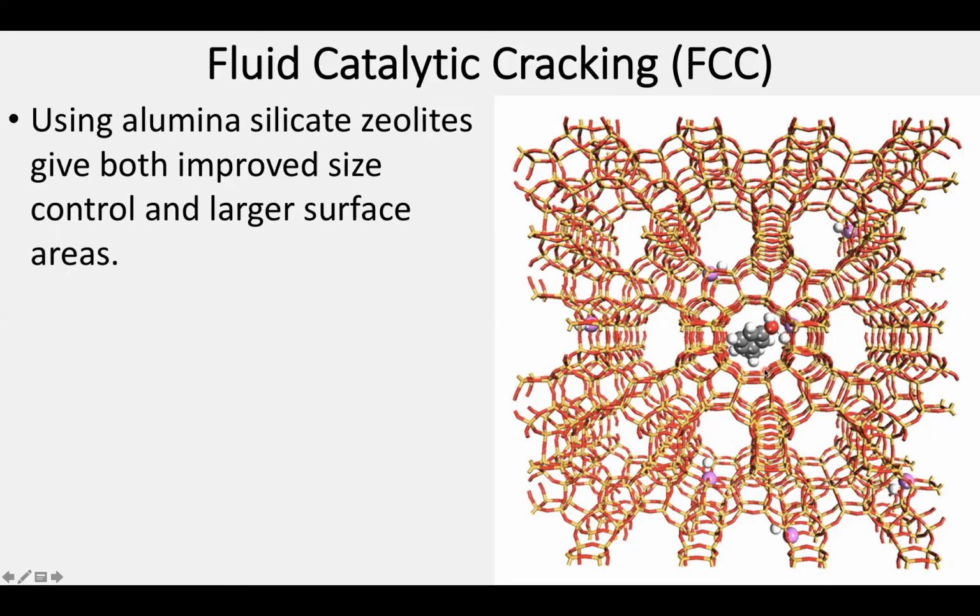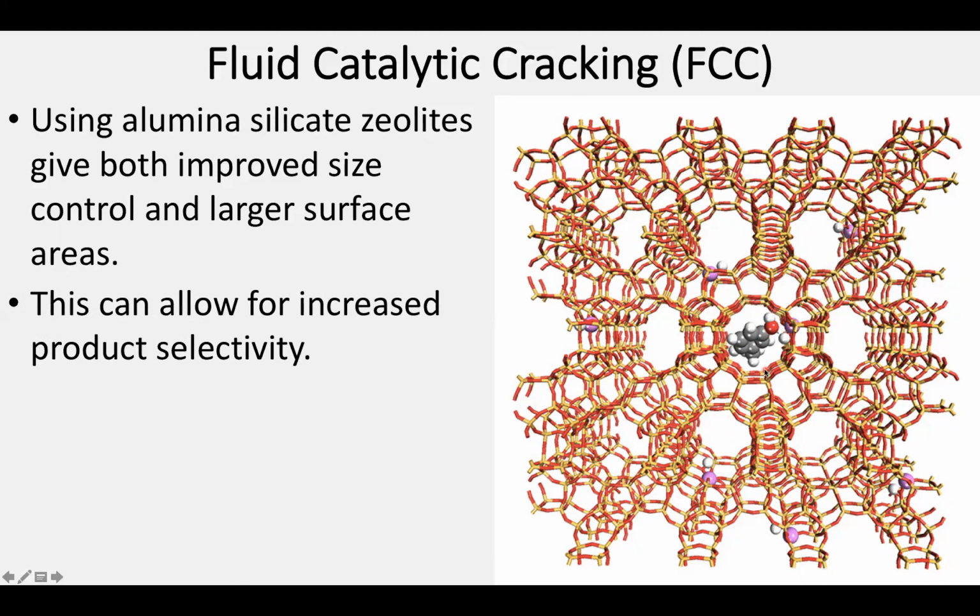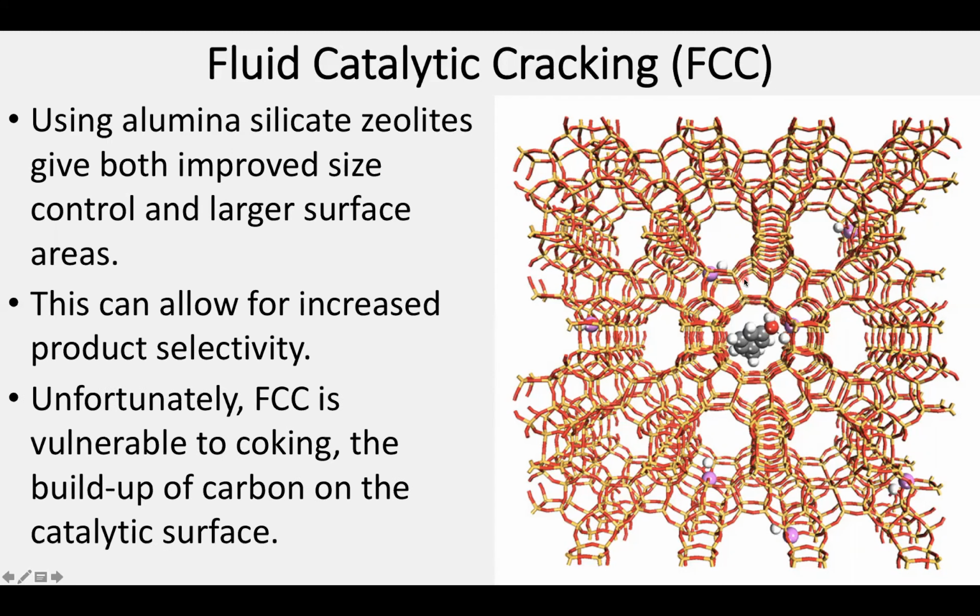size to readily exit. So, not too surprisingly, this is a very good process for taking a large molecule and turning it into a smaller molecule, which can really help increase product selectivity. Not to mention, these channel sizes also give us a much higher surface area and thus a much higher catalytic rate. However, not too surprisingly, because of the nature of these small channels, they are vulnerable to what's called coking.